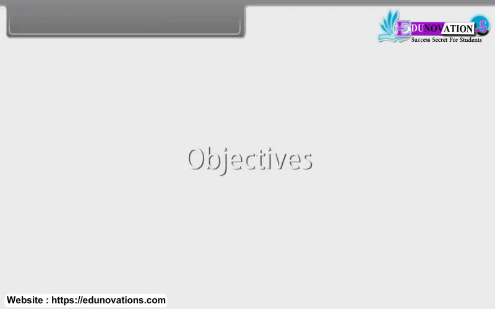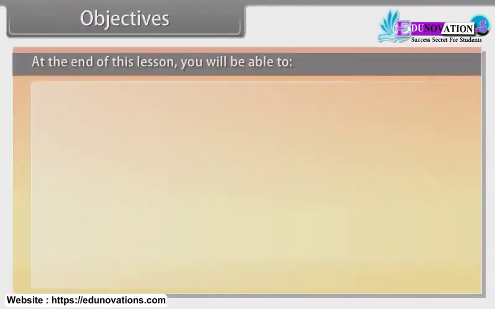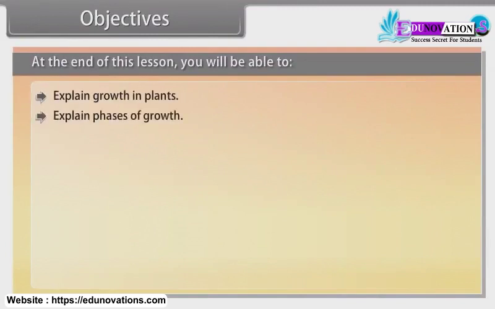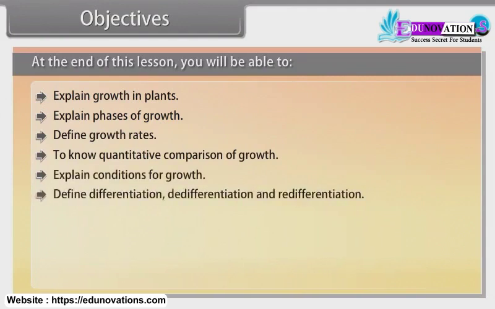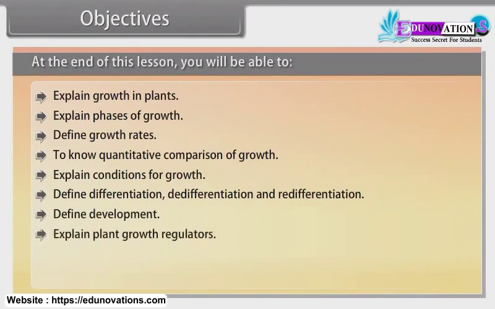Objectives. At the end of this lesson, you will be able to explain growth in plants, explain phases of growth, define growth rates, to know quantitative comparison of growth, explain conduction for growth, define differentiation, dedifferentiation, and redifferentiation. Define development. Explain plant growth regulators. Describe photoperiodism. Describe vernalization.